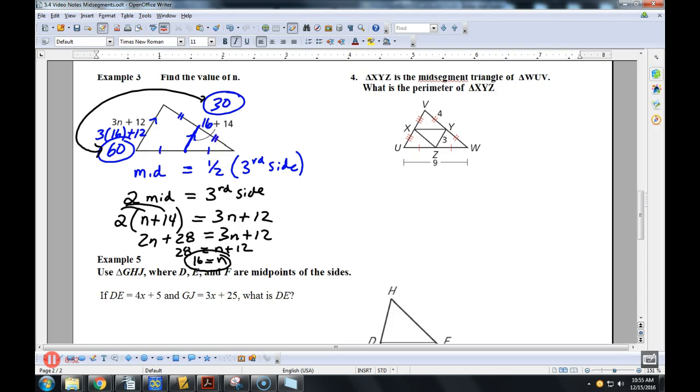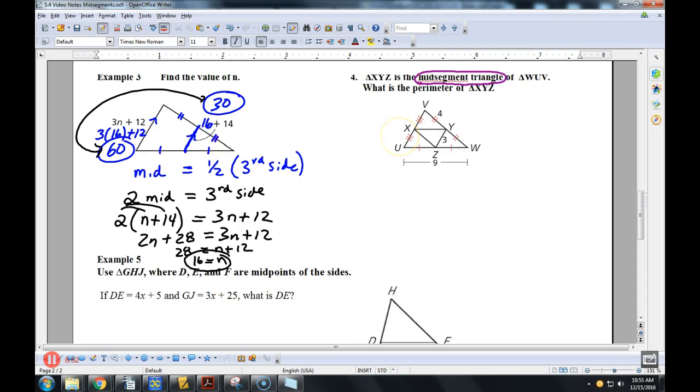Alright, number 4 over here. XYZ is the midsegment triangle. So all they're saying there is this little guy in the middle, they're giving him a name. They're calling him the midsegment triangle, because he's the triangle that's created by all the midsegments. So XYZ is a midsegment triangle of WUV. What is the perimeter of XYZ? So they want the perimeter of the smaller triangle.